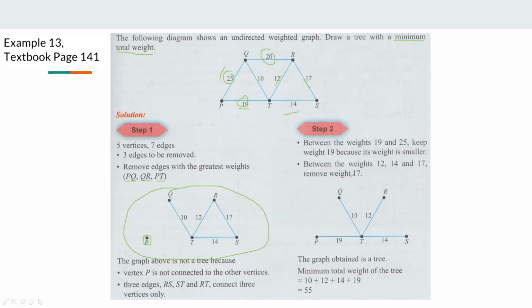So after removing the line RS and adding line PT back, the graph will look like this, and the graph obtained here is a tree, as it fulfills the requirements of being a tree. Now the minimum total weight of the tree is 10 plus 12 plus 14 plus 19 equals 55, and this is the tree with a minimum total weight.